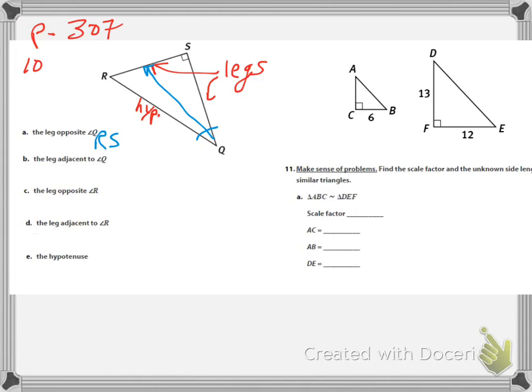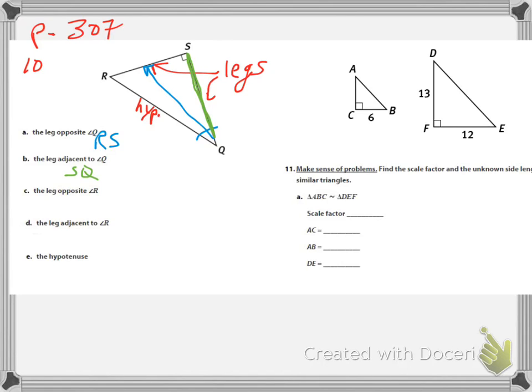Directly across. Part B, the leg adjacent to angle Q. Adjacent meaning attached. Here you have a leg, right? And it's attached or next to, that's what adjacent means, attached or next to, angle Q. So that would be SQ. It would not be RQ because RQ is not a leg, it's a hypotenuse.